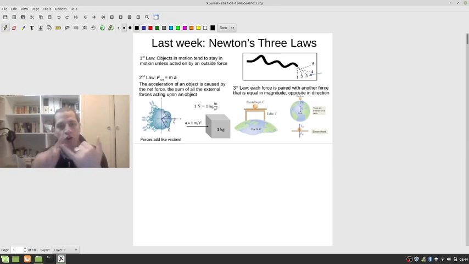So no forces means no changes in velocity. But if you're already moving, you get to keep moving. This is Newton's world. All right.